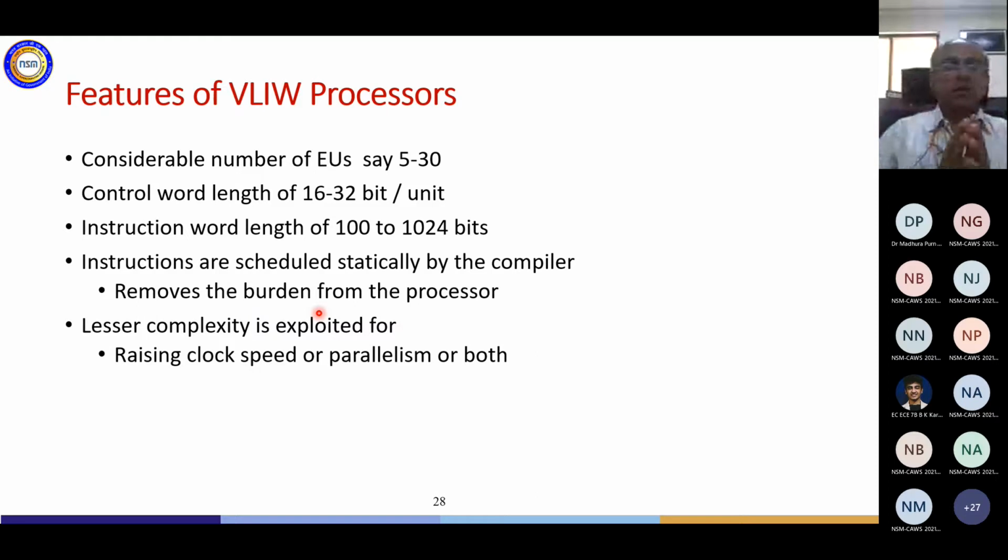Now, because most of the logic inside the processor was required for deciding this, how to schedule, when not to schedule, when to wait, that is all gone. Which means your processor's issue unit has become less complex. That means overall complexity is reduced. So what the processor designer can do with VLIW is increase the clock speed, add more number of units, or do both. Okay. So this is the gist of VLIW processors.